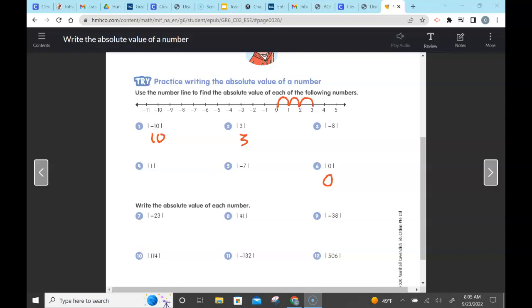Let's take a look at some larger numbers. Still same idea, nothing changes, even though we are dealing with larger numbers now. So -23, absolute value is 23, because -23 is 23 units to the left of 0 on the number line. Number 9, -38. Absolute value is 38. And finally, number 12, 506. We know they're asking for absolute value because of these bars around the number. Absolute value of 506 is 506.